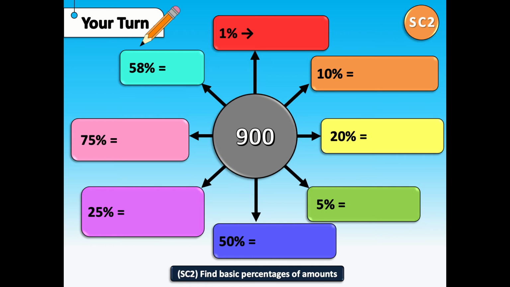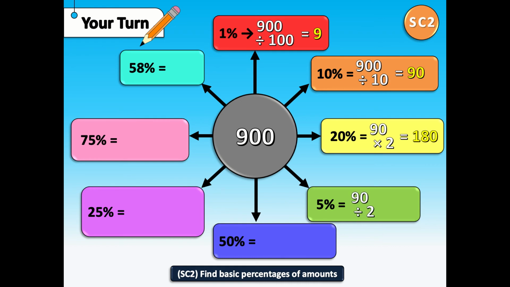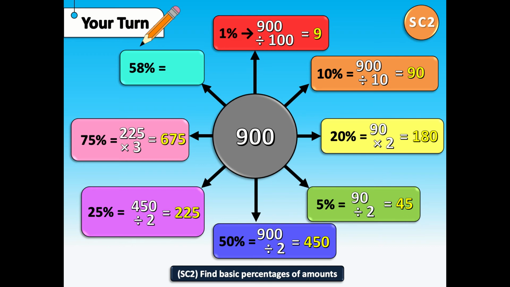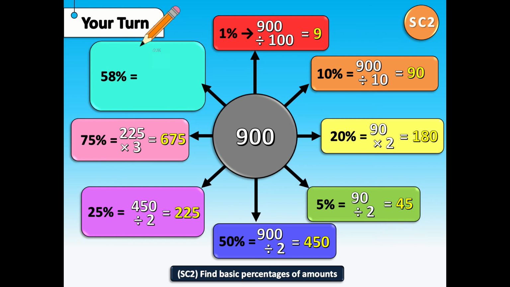Here are your answers. So 1% of 900 is 9. 10% of 900 is 90. 20% of 900 is 180. 5% of 900 is 45. 50% of 900 is 450. 25% of 900 is 225. 75% of 900 is 675. And 58% of 900 is 522.